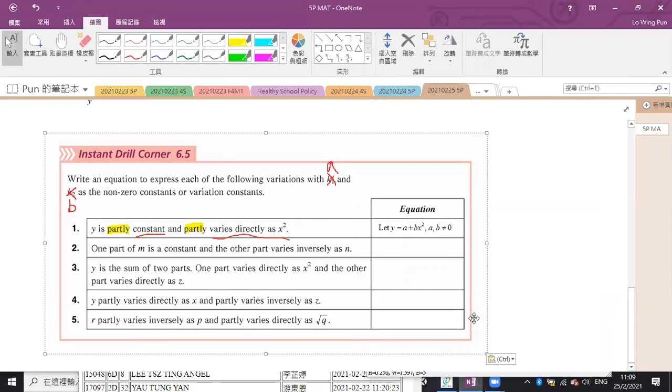So the answer on the first part is just this. The equation is y equals a plus bx squared, where a and b is not equal to 0.